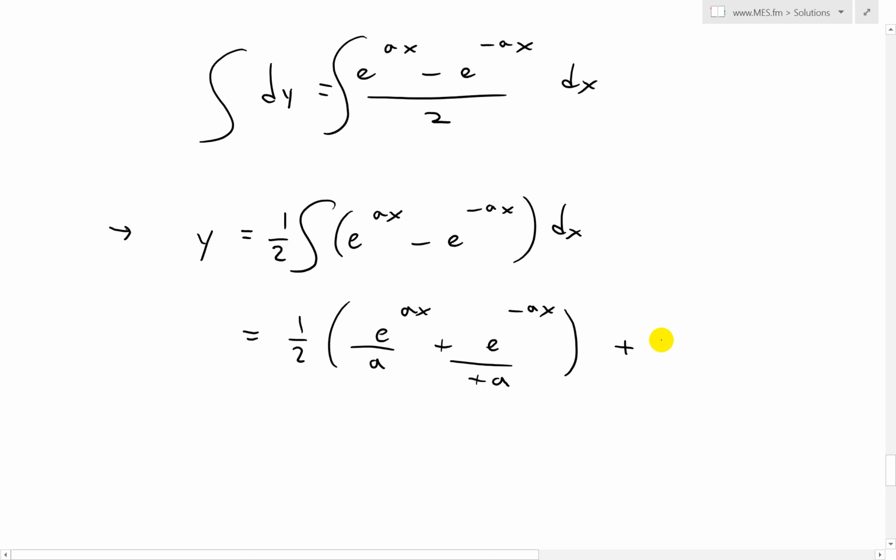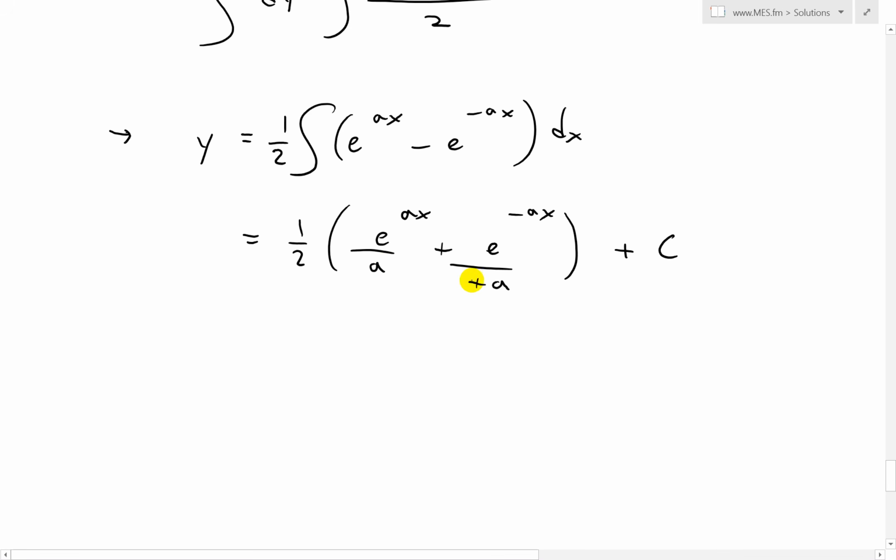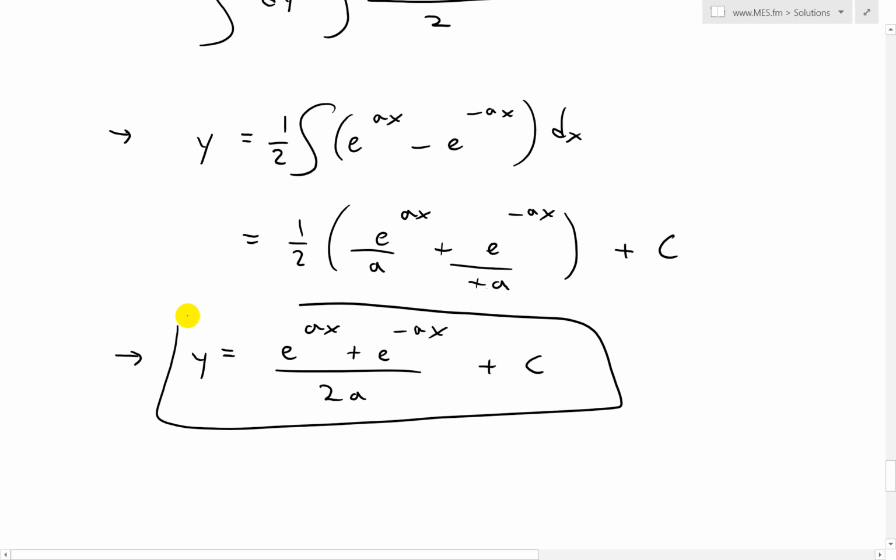And then we always have to add a constant. I'll just call that c. Now we can collect these. The common denominator is a there, and also move in the 2 there. So we get y equals e^(ax) plus e^(-ax) over 2a, plus c, like that.